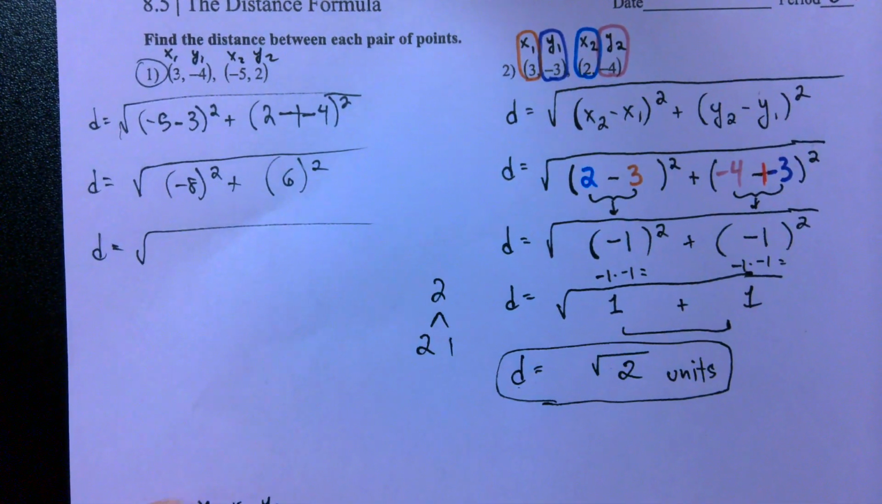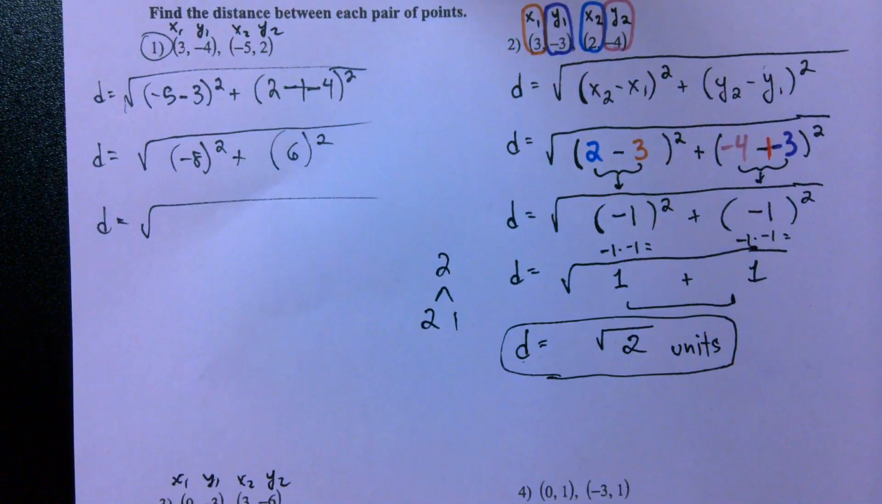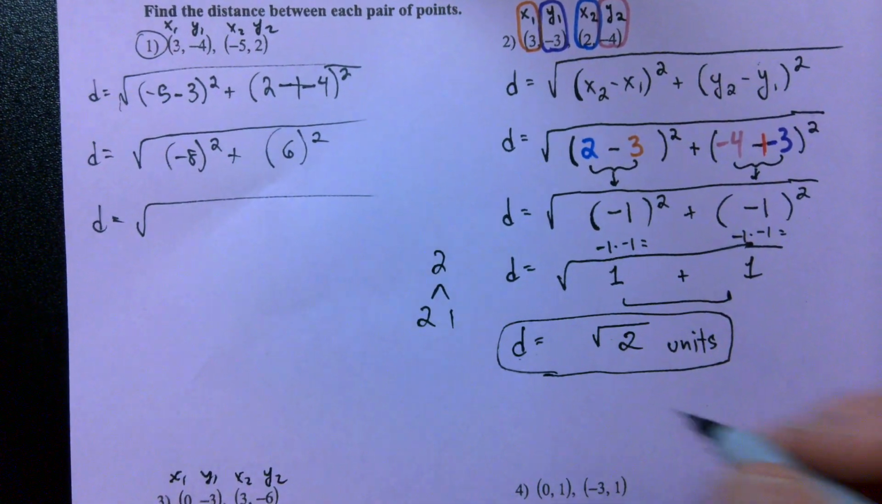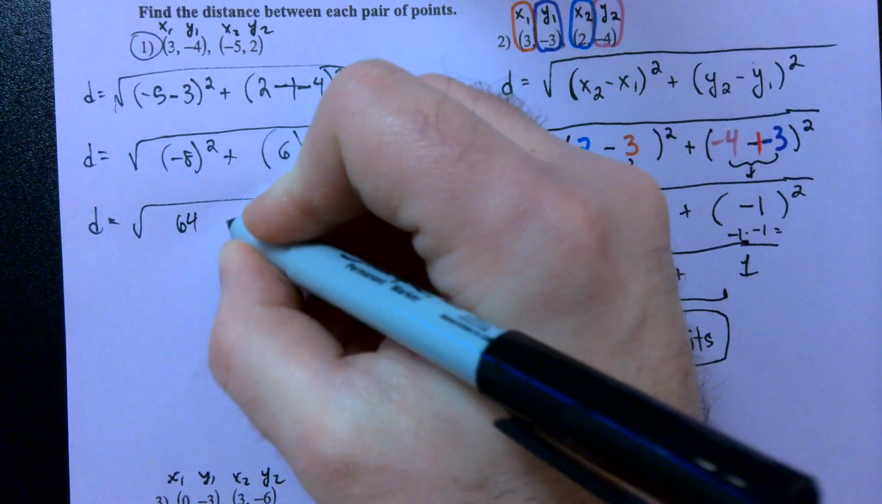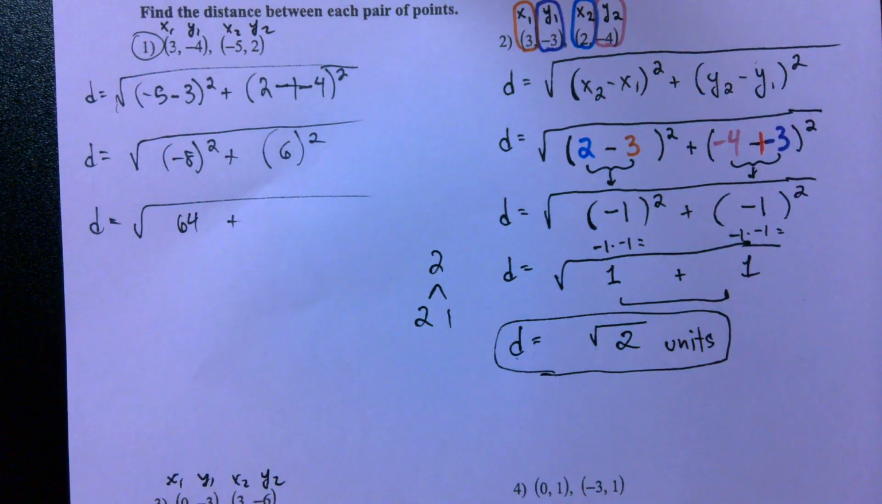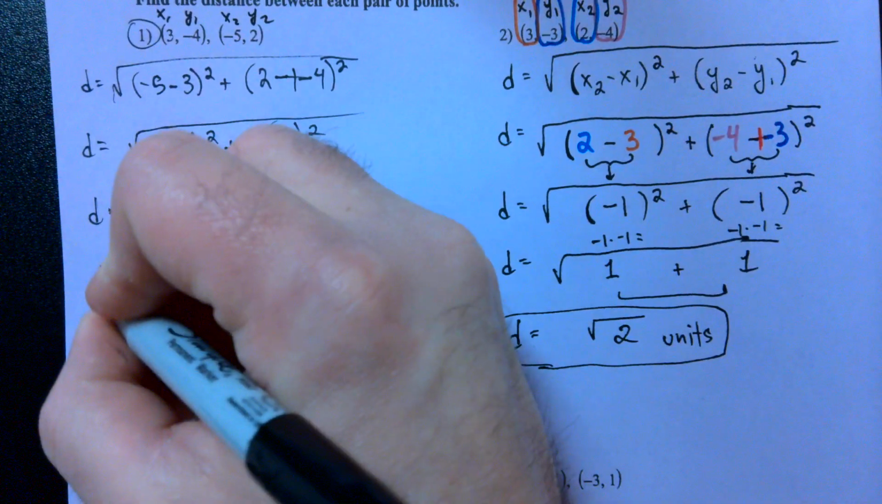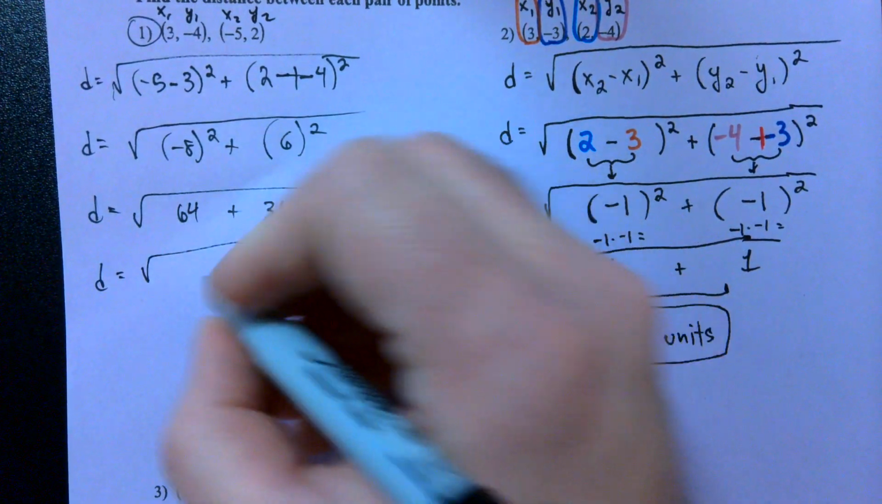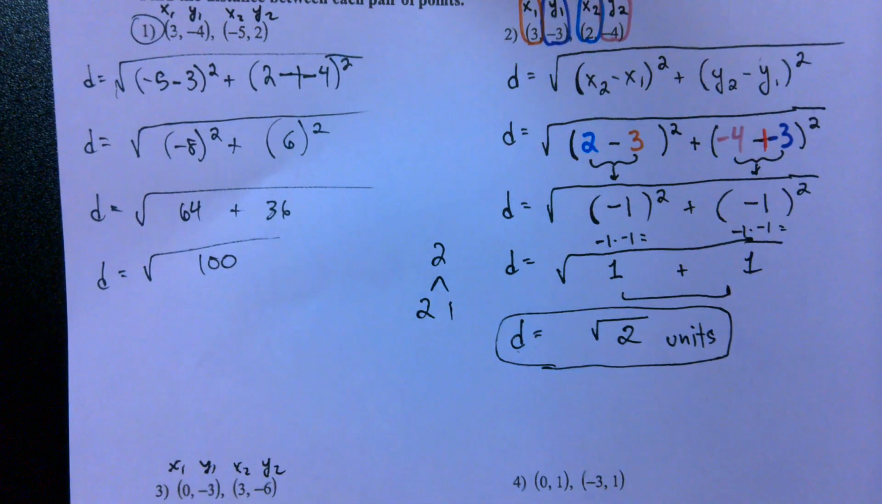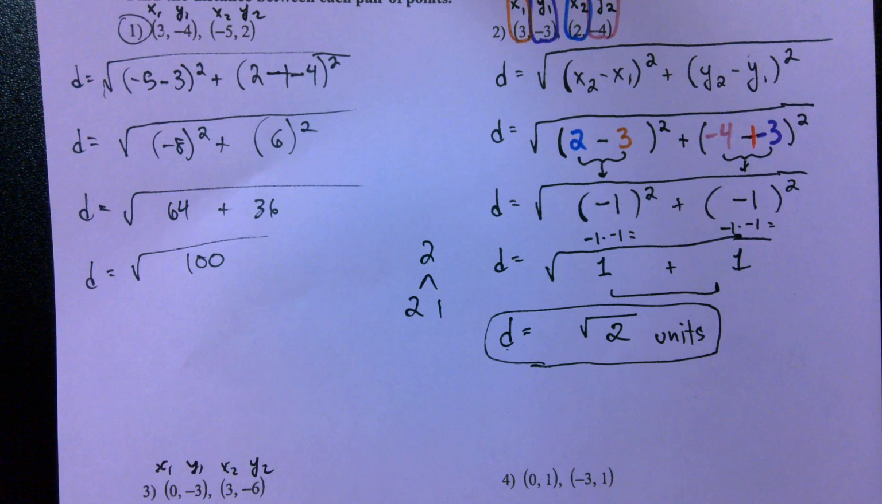What's negative 8 squared? So negative 8 times negative 8 gives me positive what? 64. Yep, great job. And what about 6 squared? 36. I'm going to add those together. What is 64 plus 36? 100. Now again, we do not want to stop there.